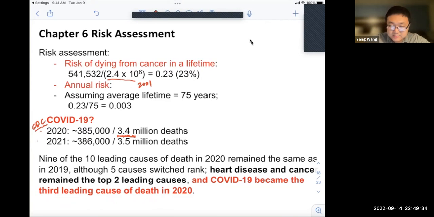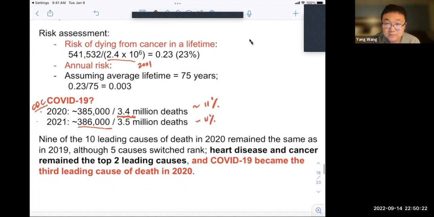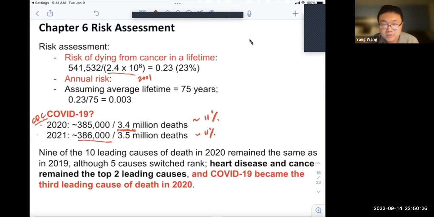If you know the total number of deaths and the deaths caused by COVID-19, you can calculate the risk. If you put in the numbers, you find this is around 11%. 11% is not a small number either. We also have the data for 2021: total deaths due to COVID of 386,000, and 3.5 million deaths in total. So you can also calculate the risk by COVID in 2021. I would say these two risks are similar, both around 11%. COVID contributes to a large number of deaths, because after all, 11% is not a small number.